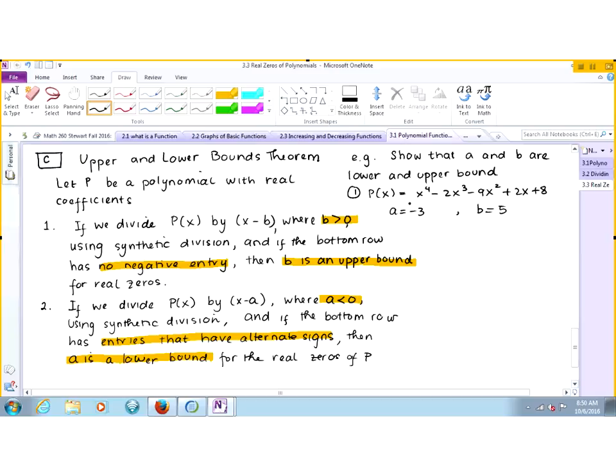So do we want to show the lower bound first or the upper bound? Upper first? So we're using the B, right? The positive one. Okay. So what are you going to do? Synthetic division. Okay. And then using B, so 5. So 1, negative 2, negative 9, 2, 8.